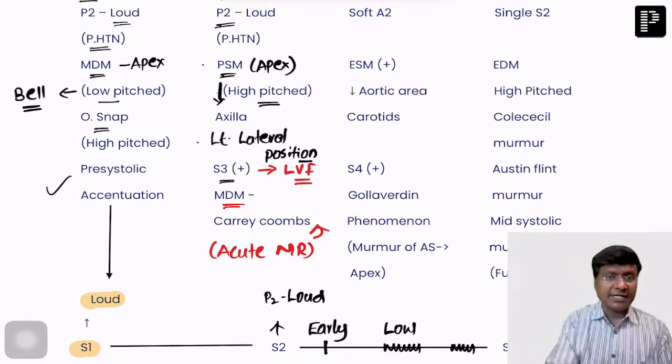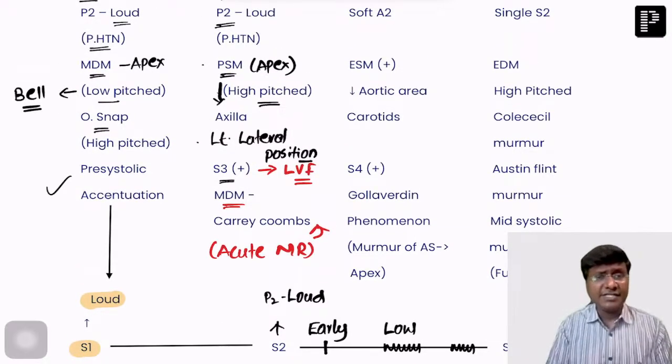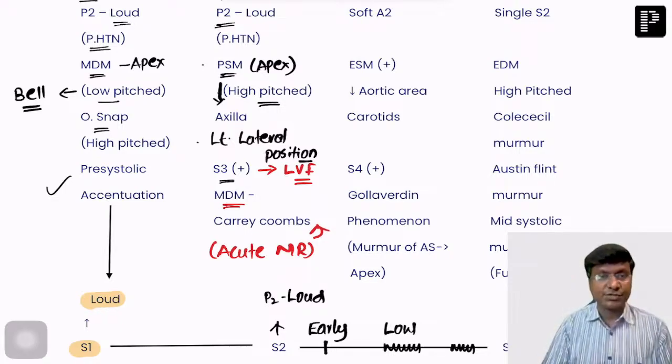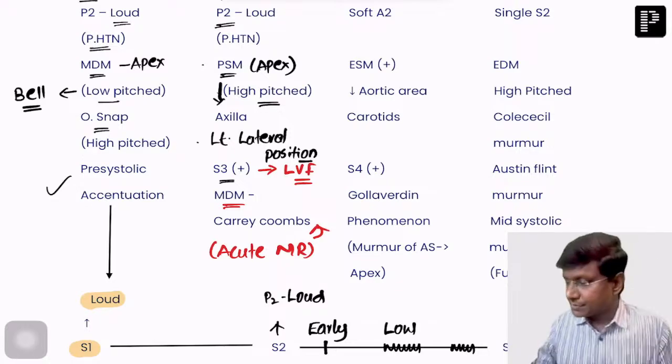To compare the auscultation now, in MS the first heart sound will be loud. P2 will be loud, right? And in diastole in MS, you'll have an opening snap, a mid-diastolic murmur, and pre-systolic accentuation. Whereas in MR, the murmur will be a pansystolic murmur. It's a high-pitched murmur, whereas in MS it's a low-pitched murmur, right? So that is the difference.